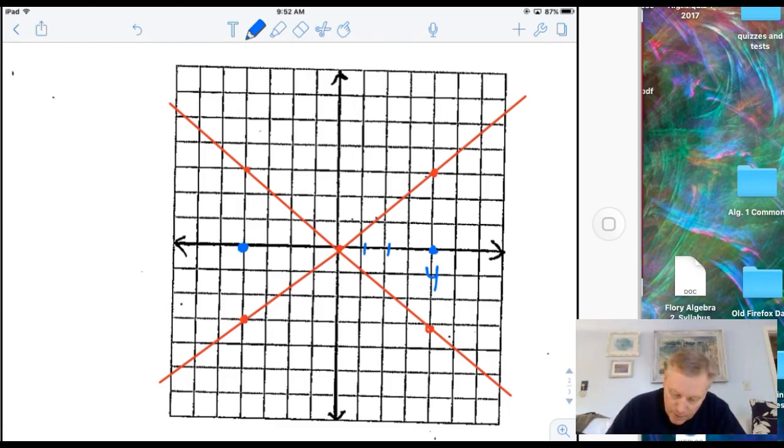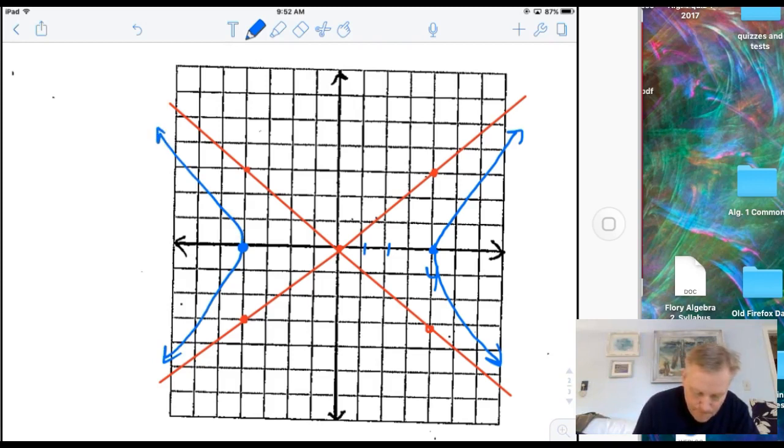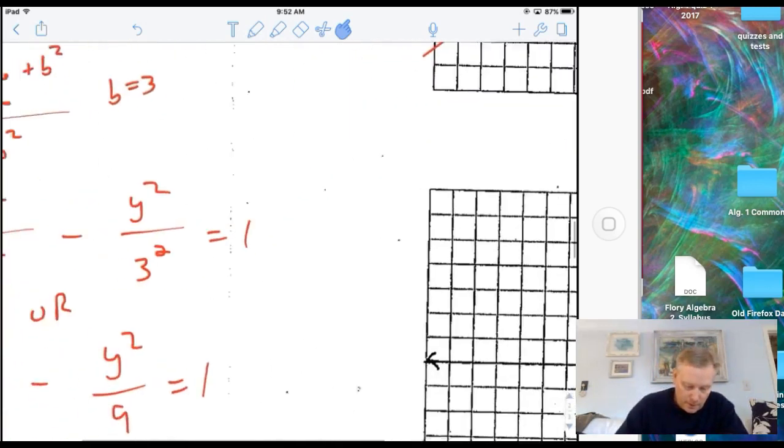And now I'm just going to sketch in my curve. It's going to go like this. It's going to approach both of the asymptotes, but will actually not ever reach them. And there it is, okay? Now, this is probably a helpful thing I'm going to show you.